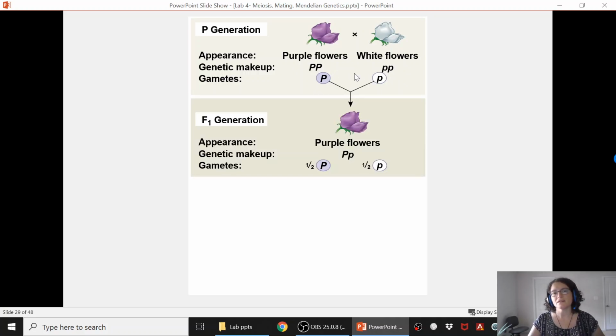When these come together, this one can only give a big P. There's nothing else it can give. This one can only give a little p. There's nothing else it can give. They come together, and they create all purple flowers. But note that the purple flowers are not the same in genetic makeup, only in appearance. Instead, they have a big P, little p.